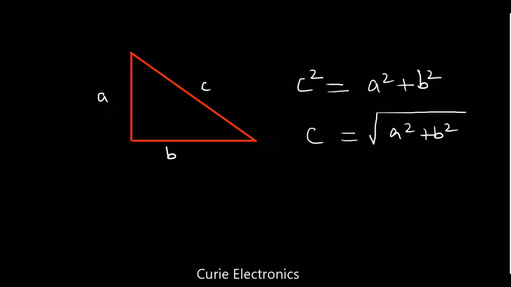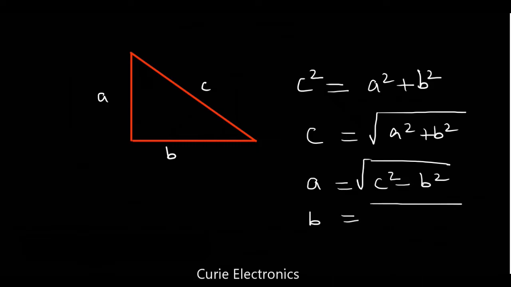Similarly, if you want to find A, then what do you write? C square minus B square under square root. Similarly, B also you can find out. B is under the square root, C square minus A square. So this way you can find out.